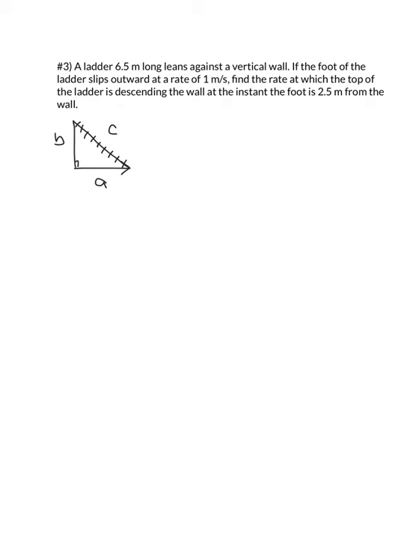So I have my diagram here. Right away, I know that C is 6.5 meters long. C is my ladder. The other thing they told me is that the foot of the ladder is slipping outward. So we already said it's moving this way, so it's actually increasing. So my dA by dt is a positive 1 meter per second.